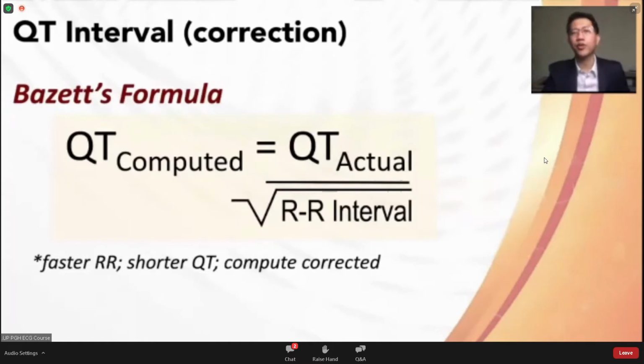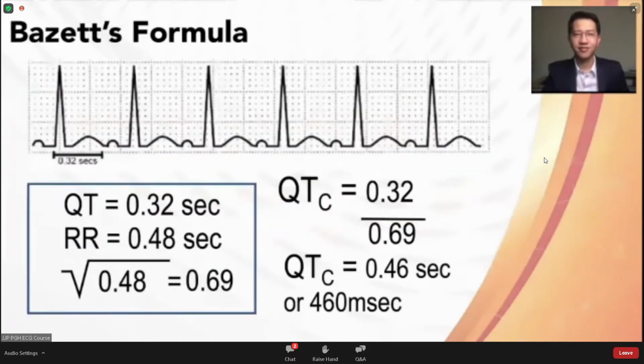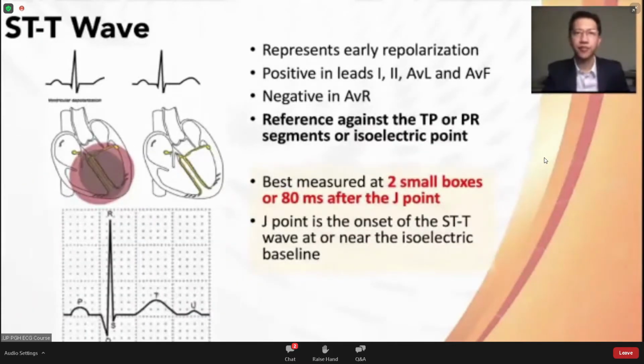When you get your QT interval, normally it should be corrected. And the traditional go-to formula is called Bazett's formula, shown in the following slide. You can plug in the numbers to get the corrected QT to help you determine whether this patient's QT interval is normal or not. The STT waves represent the early repolarization of the ventricles.